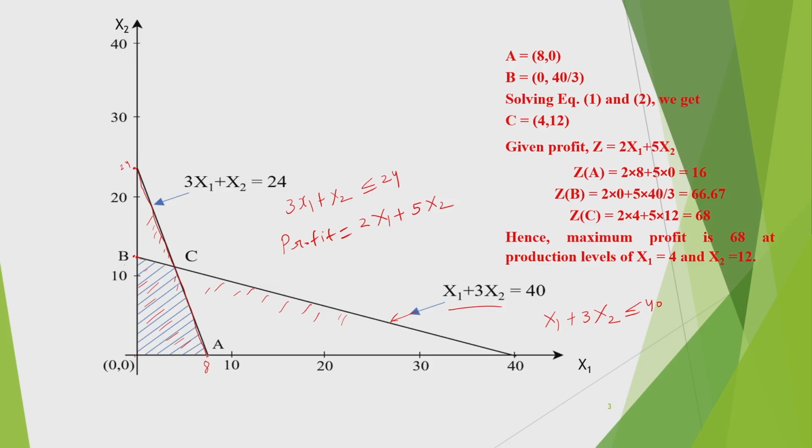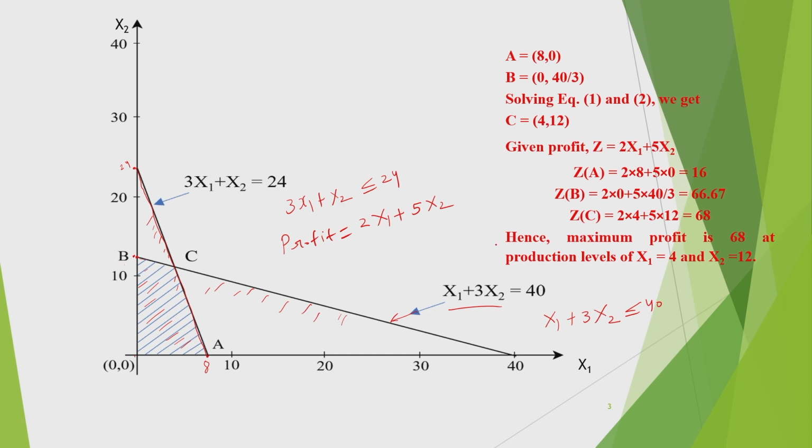If I go to this corner, that means I just produce x1 only, you will get 16. So basically I could say ZA is equal to 2 into 8, because x1 is 8, plus 5 into 0, is equal to 16. ZB is equal to 2 into 0, because at this point B x1 is 0, but x2 is 40 by 3, 5 into 40 by 3, so 66.67.